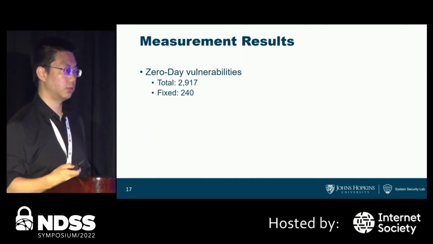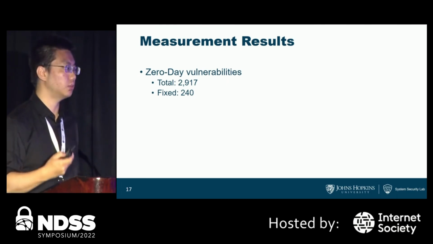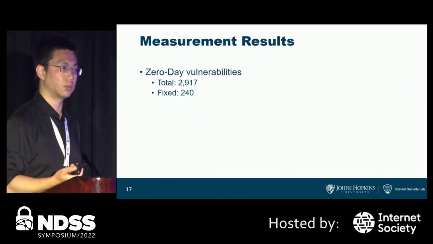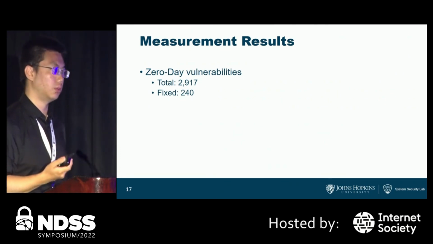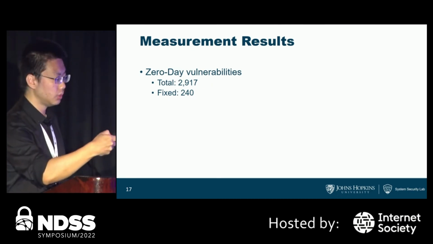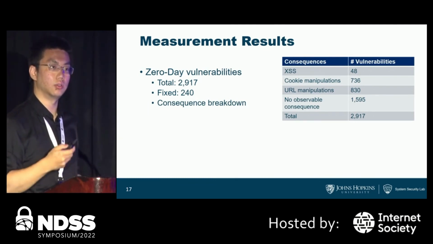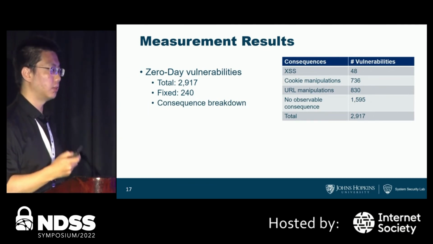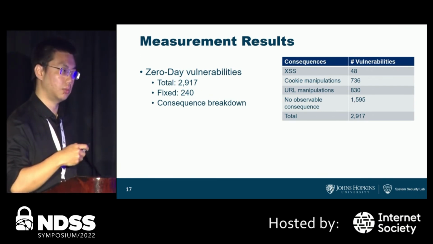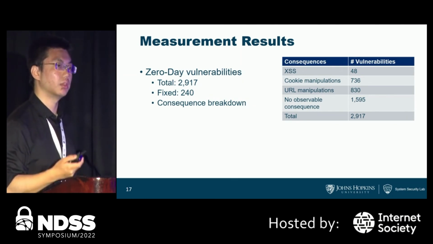For the measurement results, our system called ProbeTheProto has found nearly 3,000 zero-day exploitable vulnerabilities. After we responsibly disclosed all of those vulnerabilities to the website owners, 240 have already been fixed. Then we break down the vulnerabilities we found by consequences. Basically, there are three main types of consequences, namely cross-site scripting, cookie manipulation, and URL manipulation, with URL manipulation being the most prevalent one.